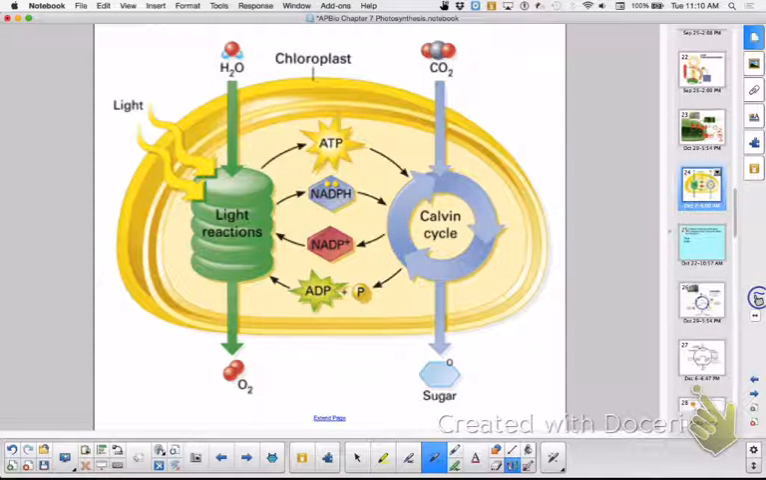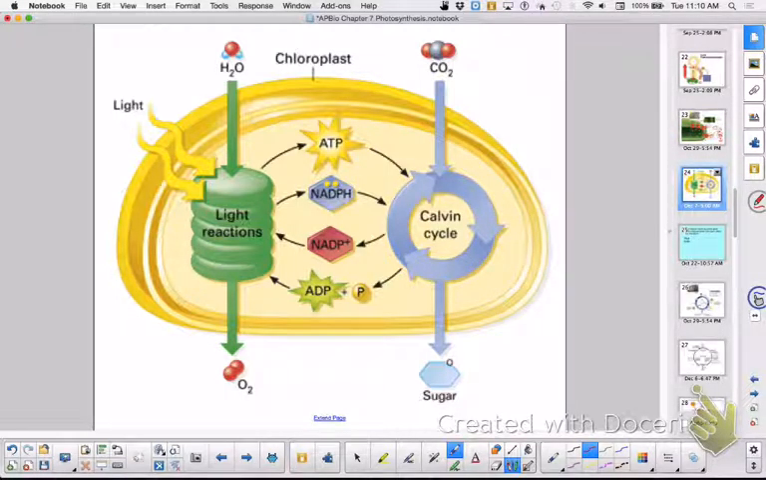Youngest bio buddy, tell oldest bio buddy what are the reactants for the light reaction? All of them. Okay, tell me. What are the reactants?